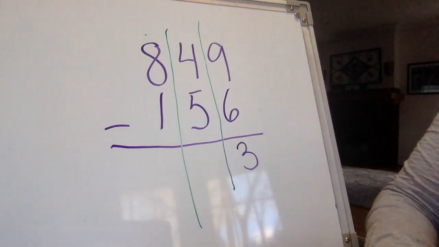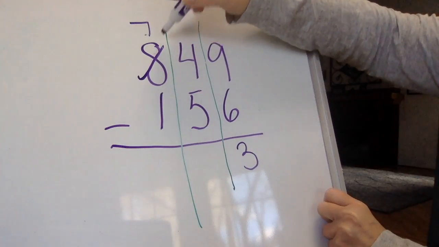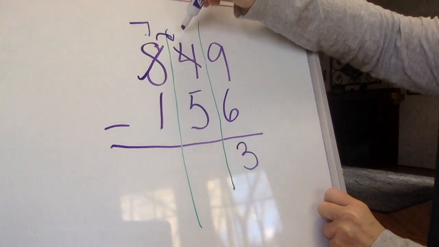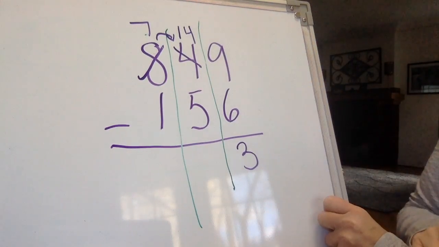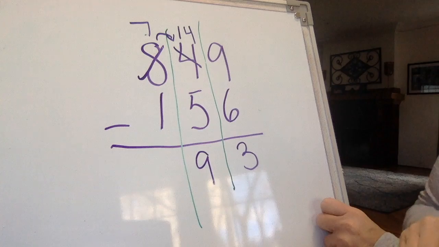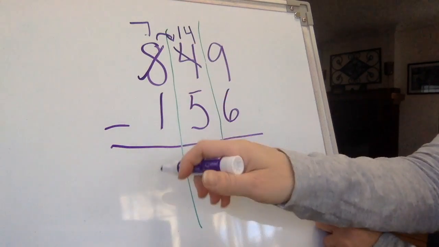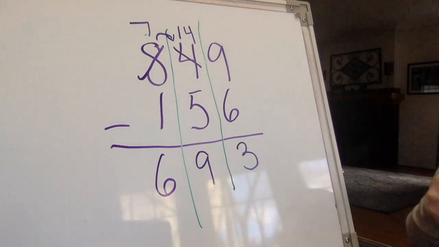So I'm going to need to go to my hundreds to borrow one of the hundreds to bring over. I'm going to cross off that 8. I'm going to make it a 7. And I'm going to bring that 100 over. 4 tens plus 10 tens equals 14. And now I have 14 minus 5. Can I solve that? Yes, 14 minus 5 equals 9. And then I go back to my hundreds. 7 minus 1 equals 6, making the answer 693. I'm doing 6 problems, all that have a little bit of a different type of regrouping.